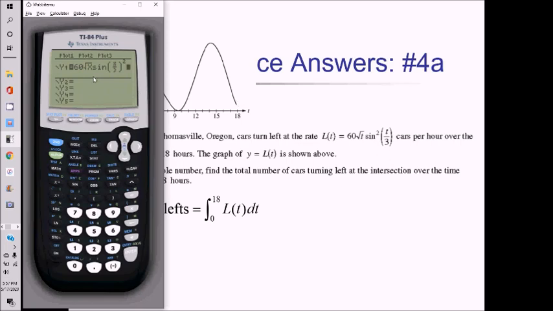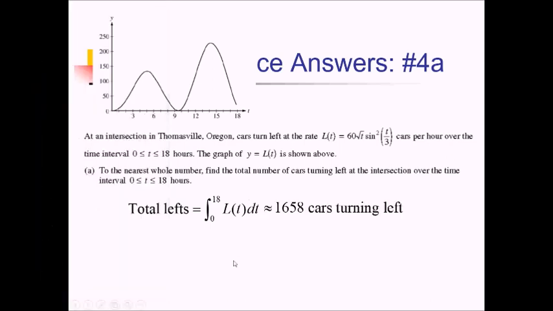So now quitting out of there, let me actually use the integral. So that's going to be math 9. And I'm going from 0 to 18. There we go. Let me do alpha trace to pull up my y menu, and then there's y1. That's where I stored my L of t function. Let me arrow over and put a dx in there, and press enter. Now they wanted the nearest whole number here. We don't want a fraction of a car. So this ends up being 1,658 cars that are turning left.